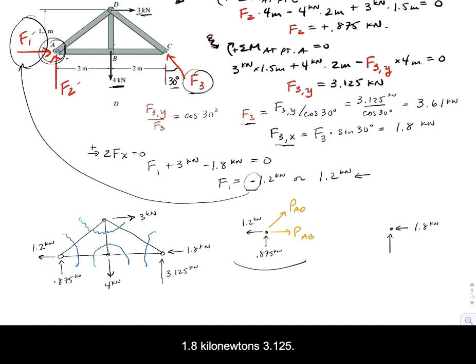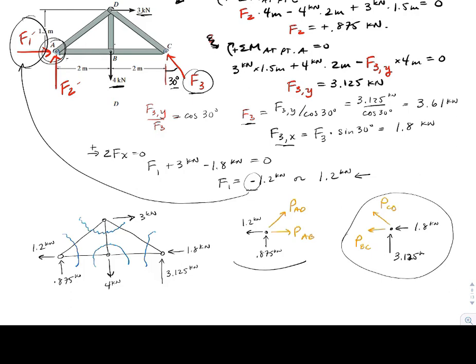1.8 kilonewtons, 3.125 kilonewtons. And then the internal forces, PBC and PCD. So that also would be an attractive first joint now to deal with, when neither of those were very attractive when we had not obviously solved for the red arrows to begin with.